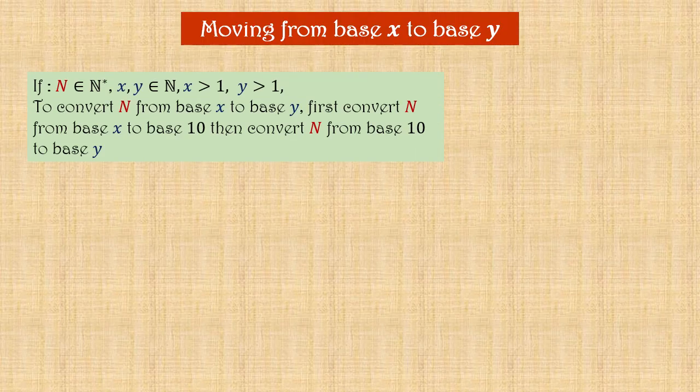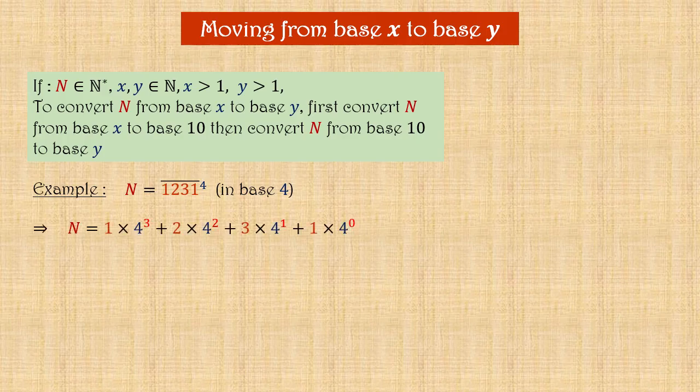If capital N is a natural number different from 0, which is written in the numeral system of base x, such that x is strictly greater than 1, and y is a natural number strictly greater than 1, then, in order to write capital N in the numeral system of base y, we must, at first, write the number capital N in base 10, and from there, we write it in base y. Let's see an example. We have the number capital N that is written in base 4 as the juxtaposition of the numbers 1, 2, 3, and 1, and we want to write it in base 5.